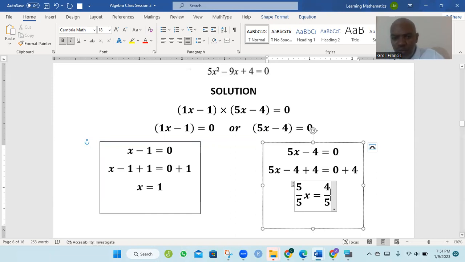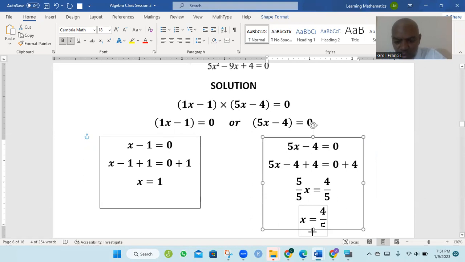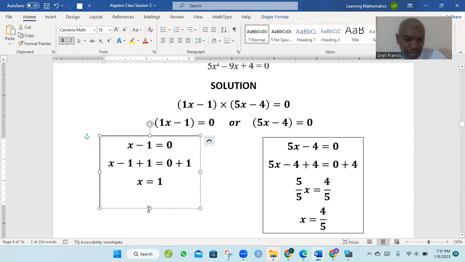So therefore now 5 divided by 5 is 1. So we are left with 1x or simply x. And 4 divided by 5, that is basically 4 over 5. It remains as 4 over 5. You can leave it as a fraction. So the next solution is x is equal to 4 over 5. So the two solutions are x is equal to 1 and x is equal to 4 over 5.